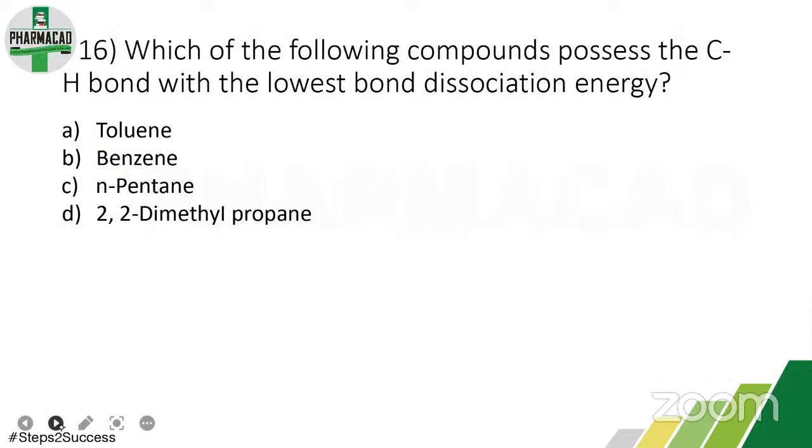Next question. Which of the following compounds has a carbon-hydrogen bond with the lowest bond dissociation energy? Now, lowest energy means the compound is highly stable. Here we are talking about the dissociation energy, so we will talk in terms of free radical stability. Let's see. First is toluene.